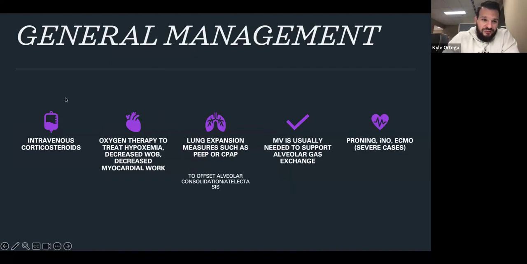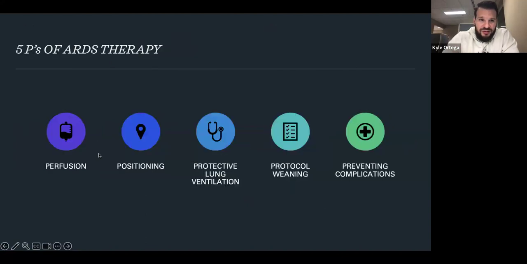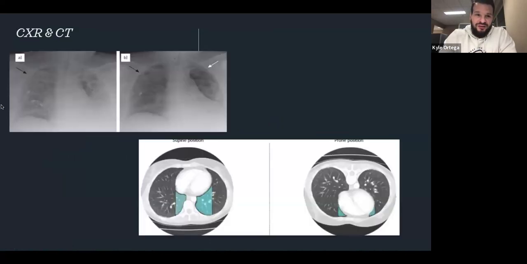So general management: we're going to give them some meds, some corticosteroids, do their IV, oxygen therapy, lung expansion, PEEP, CPAP, just try to open up those lungs. Obviously, mechanical ventilation, which is probably going to be most people. And then with that, you've got proning, INO, and ECMO. The 5 Ps of ARDS therapy include perfusion, positioning, protective lung ventilation, protocol weaning, and preventing complications.